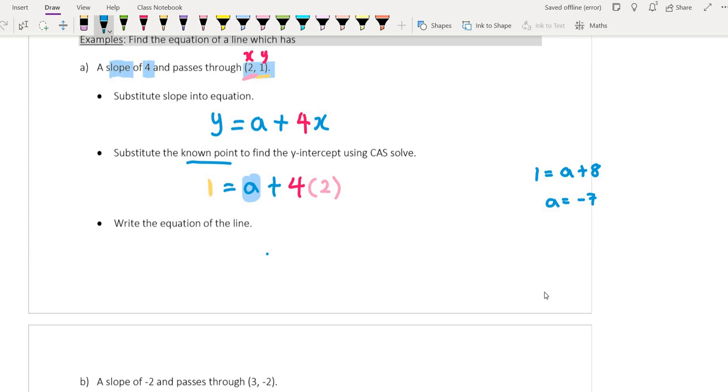So once you have your a value, from the slope we have the b value and we just found out what the a value is. So we can write the equation fully. We write y equals -7, which is what we found as a, plus 4x. This is our full equation.